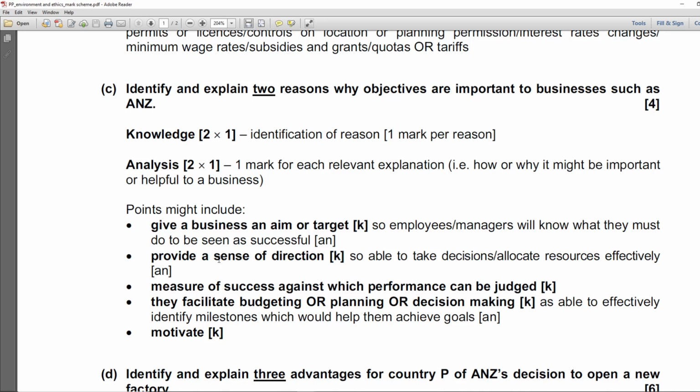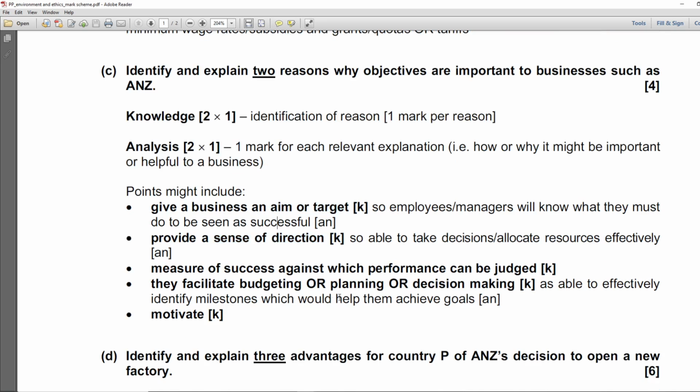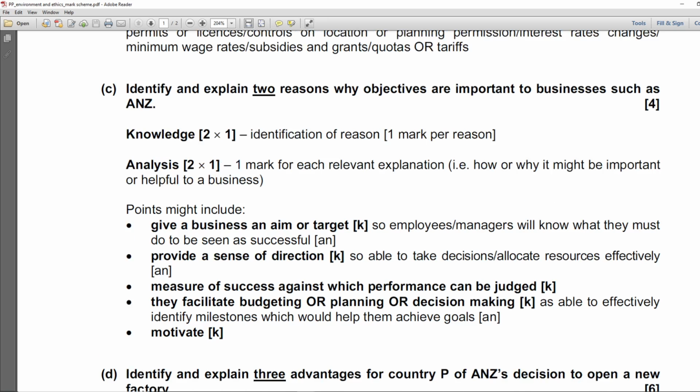So, sense of direction: there's a target, there's an aim. Planning as well. Look here. Motivation, even the math scheme cannot create the explanation for motivation, but still, if you are able to do that, sense of direction, right there.